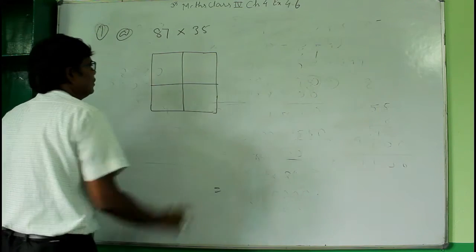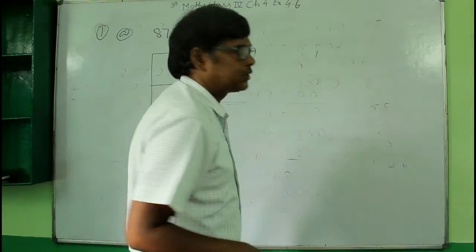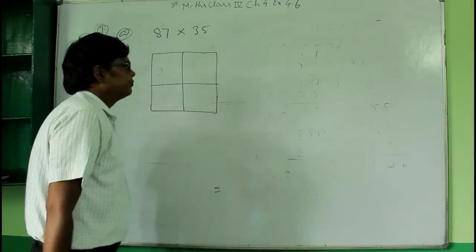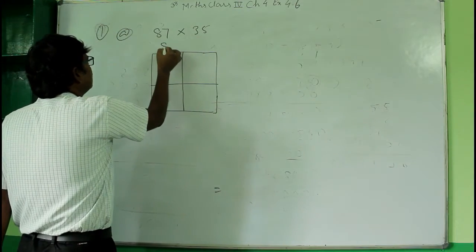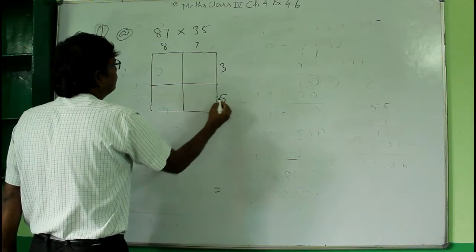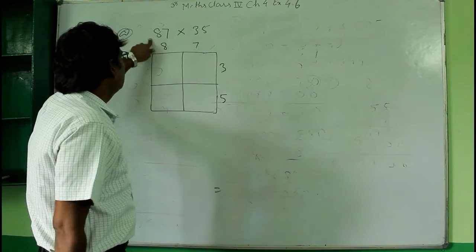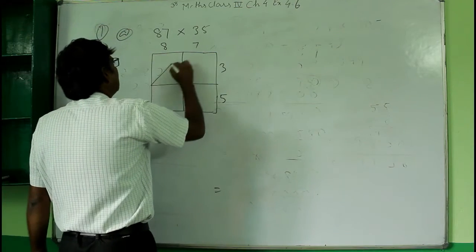Rows and columns. What is a row? Row means a line and column means column. So here you will write the number, like here write 8 and here 7 and write here 3 and this is 5. Okay, that is 87 is here, so write 87 here and 3 5 here, and also draw the diagonals like this.